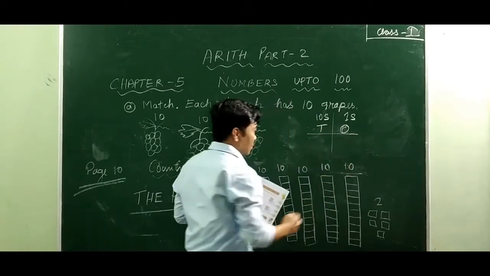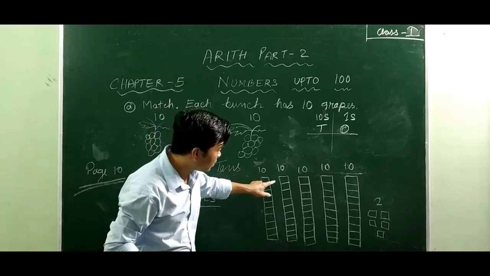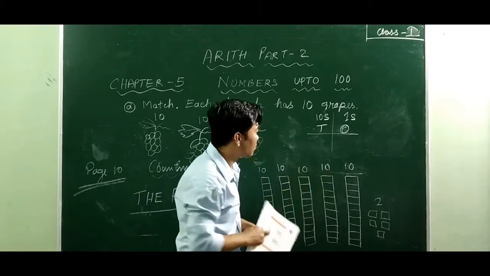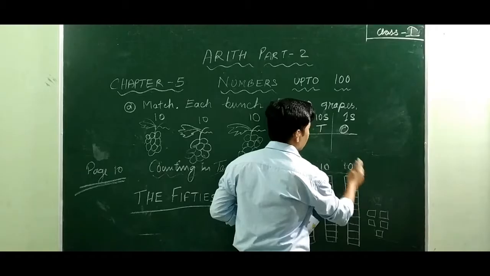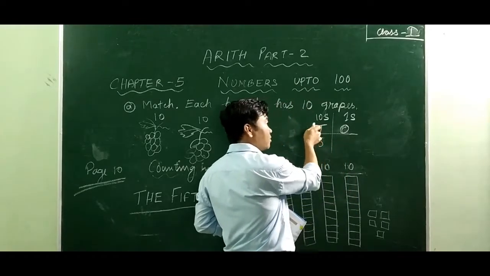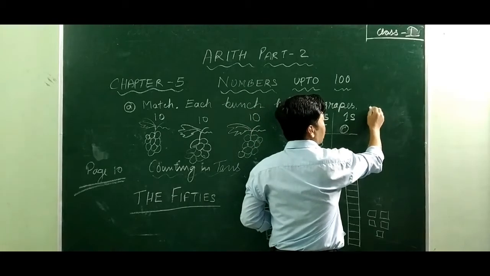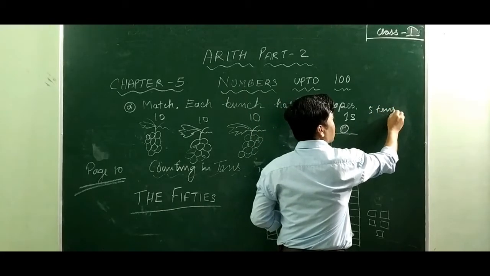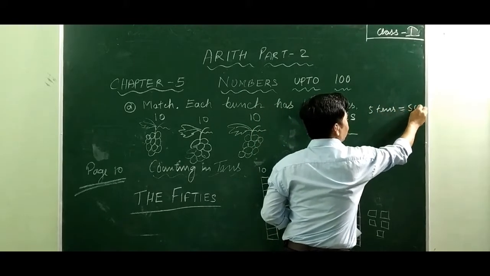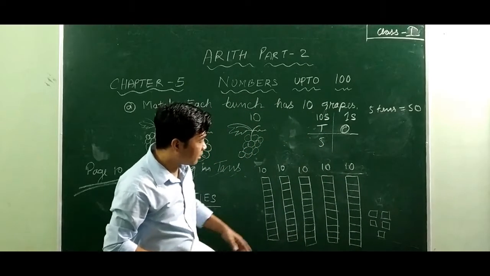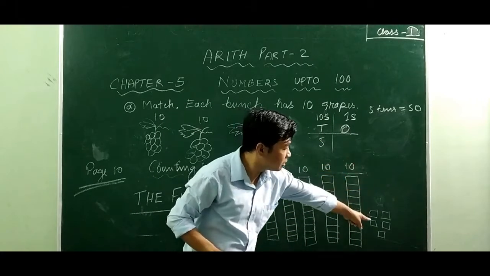So how many tens do we have? 1, 2, 3, 4, 5. So we will write 5 in the tens place. So 5 tens means how much? 5 tens means 50.